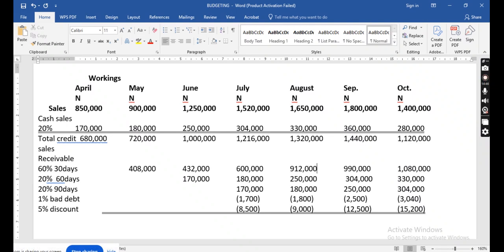The next one is August. What is the 60%? What do you have? 729,600. Very technical question. Next. 864. Next. 672.